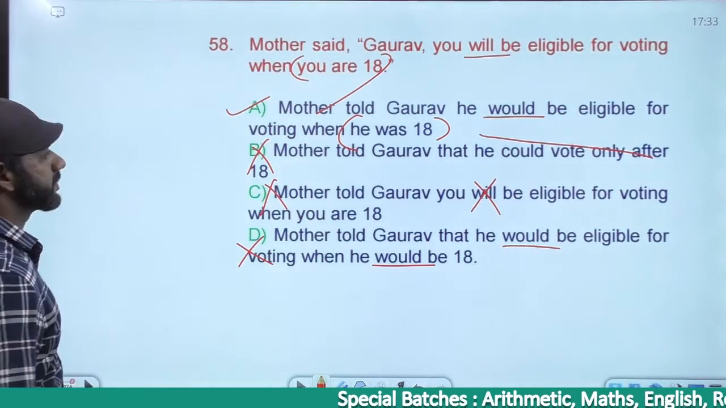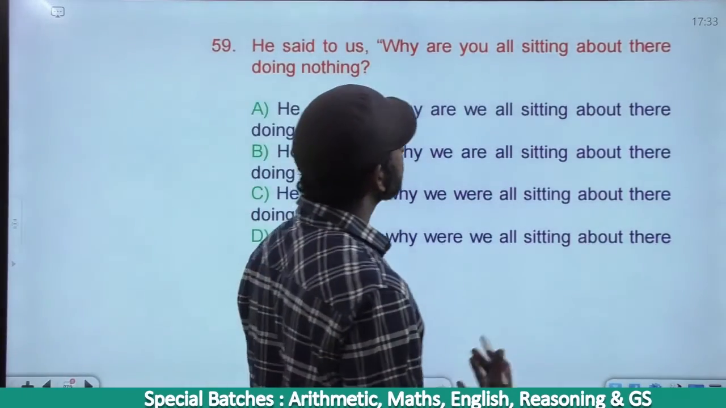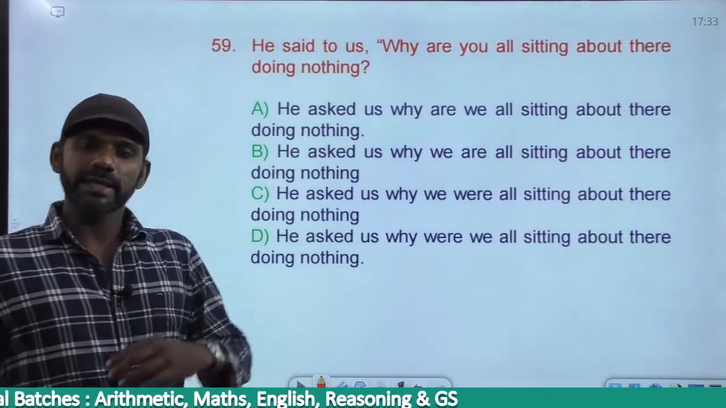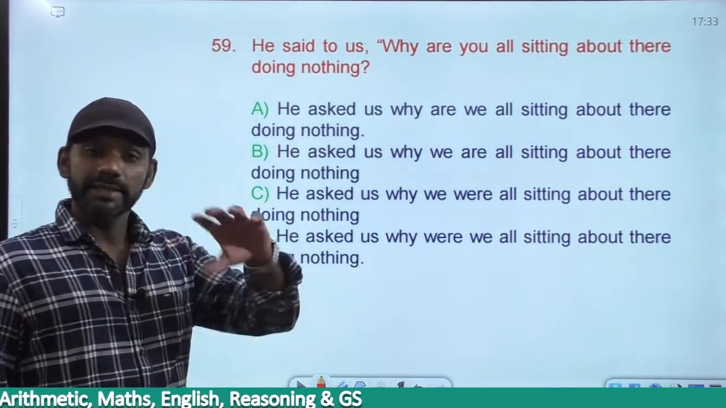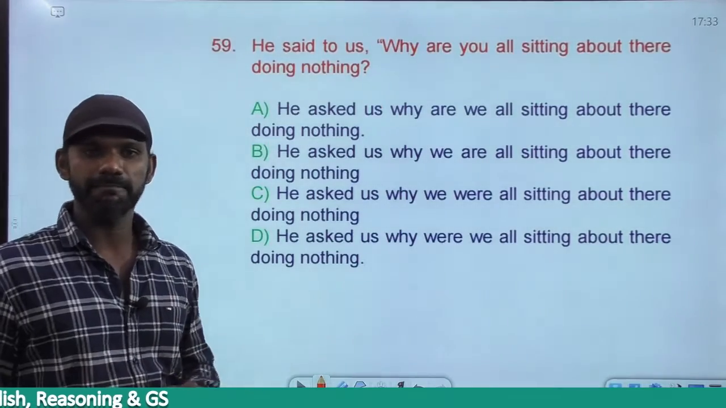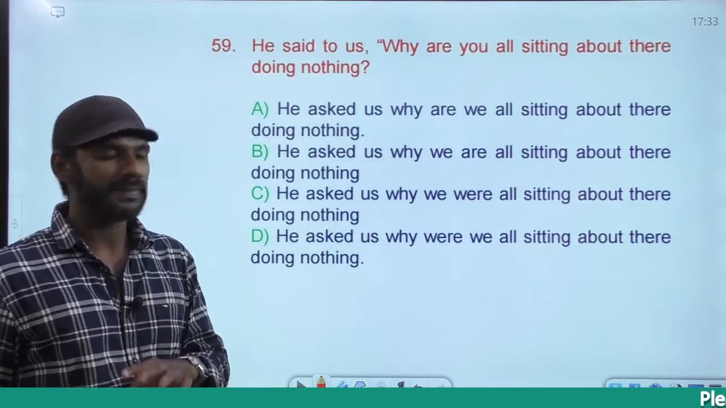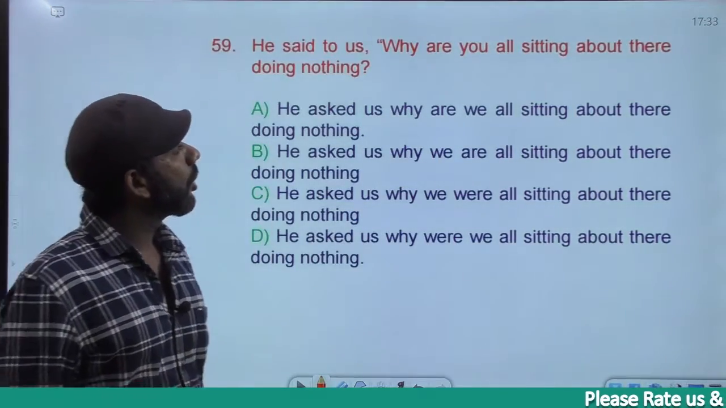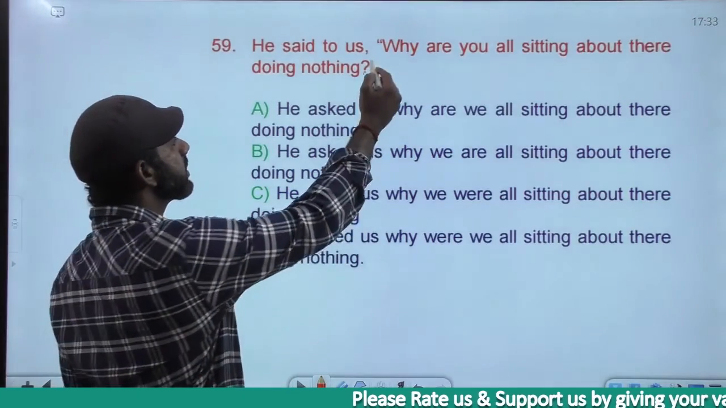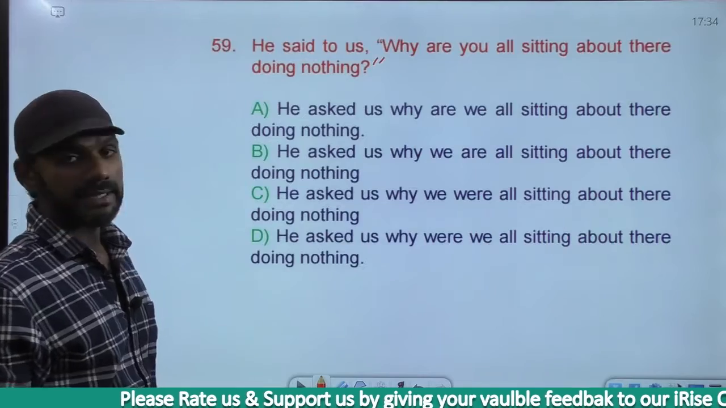Come to the next one. He said to us, "Why are you all sitting there doing nothing?" Now in indirect speech, if it is "here" in the direct speech, it becomes "there." If it is "there" in the direct speech, in indirect speech also it is "there." Why are you all sitting there doing nothing? Question mark. This is an interrogative sentence.